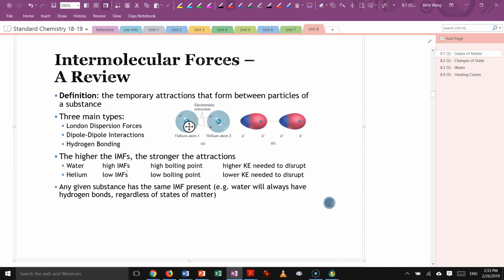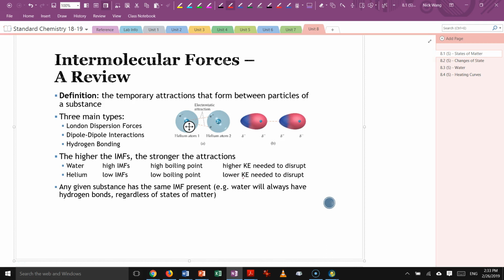For example, water has really high intermolecular forces. Therefore, it has a higher boiling point, and you need a higher kinetic energy to disrupt those intermolecular forces. On the other hand, helium has very low intermolecular forces, right? You might not remember why necessarily, but that's something you can assess and figure out. So lower intermolecular forces mean a lower boiling point, and therefore lower kinetic energy needed to disrupt the IMFs that would keep them from moving freely.